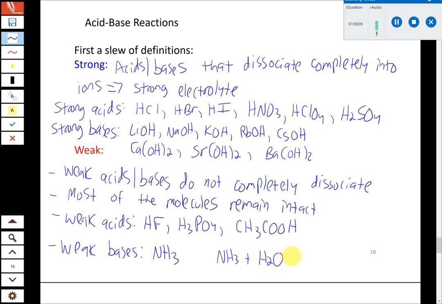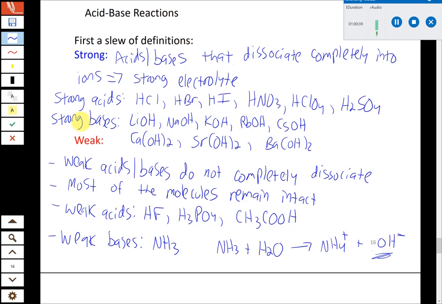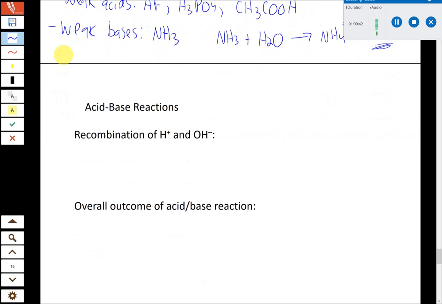you don't get full conversion. It's only a small part of this that's going to react, but you're going to get NH4 plus and OH minus. And so basically one of the hydrogens from water gets transferred to the ammonia, and you make these two, and so the formation of OH minus is why this would be classified as a base. But again, this doesn't happen to a great extent. When you dissolve ammonia in water, most of it stays as NH3. A little bit of it's going to react with water to make NH4 plus and OH minus. So that's strong versus weak, and that's important to keep in mind, because now what we're going to talk about is how acids and bases react with each other.